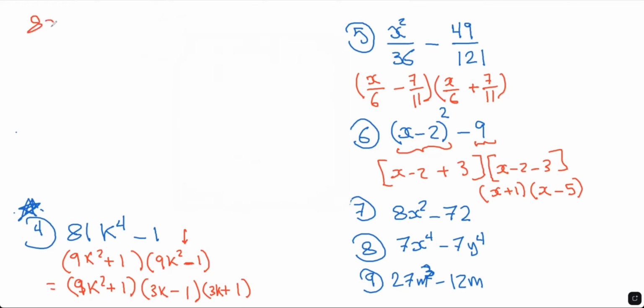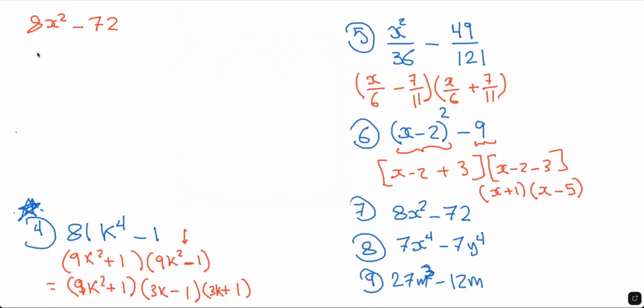If we take the 8x squared minus 72, definitely it's a binomial. The middle sign is negative. 8 and 72 are not perfect squares. So we have to have perfect squares to be able to factor using the difference of two squares. So what can we do here?